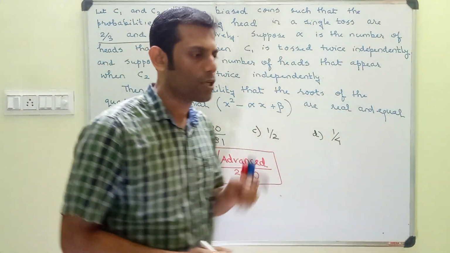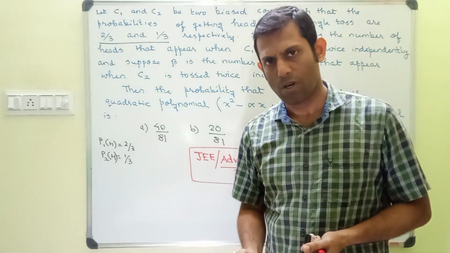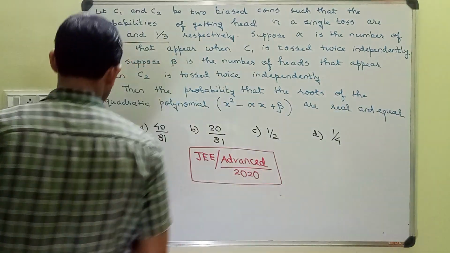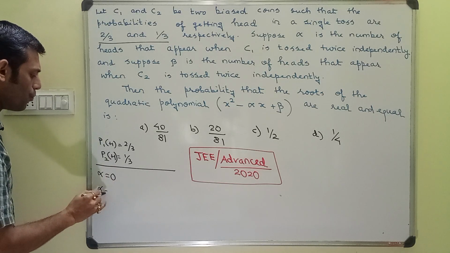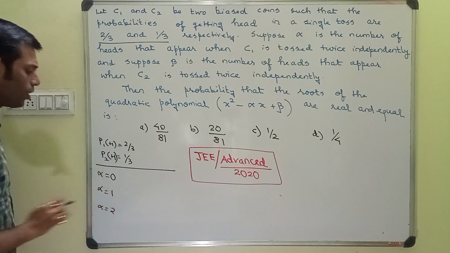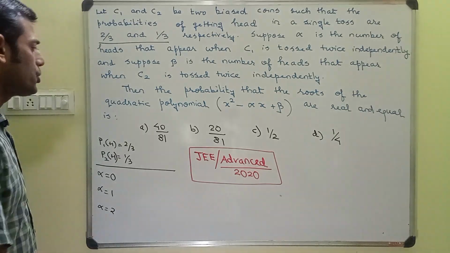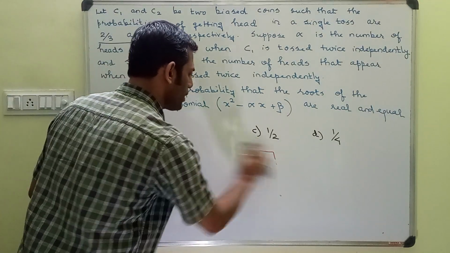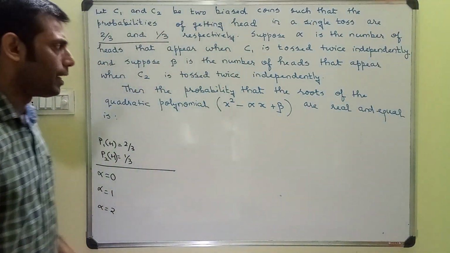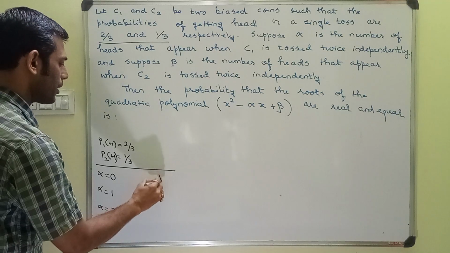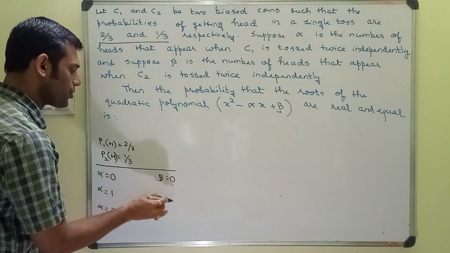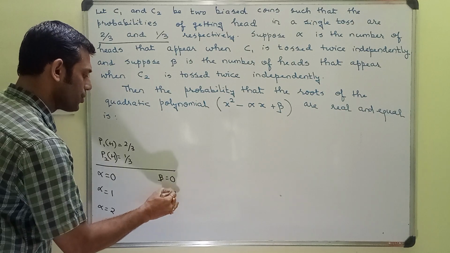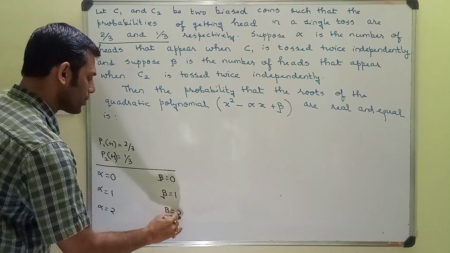A coin is tossed twice. How many heads can you get? 0, 1 or 2. That's all. That means values of alpha can be 0, 1 or 2. Now next we can get the values of beta similarly. Beta again is the number of heads that appear on C2 when it is tossed twice. So beta can be 0, 1 or 2 respectively.